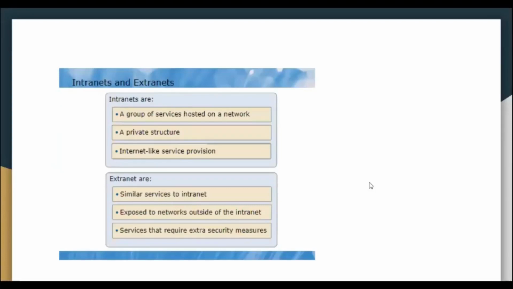An intranet is a private internal business network that enables employees to share information, collaborate, and improve communications. Whereas the extranet also enables the business to communicate and collaborate more effectively with selected business partners, suppliers, and customers. So that is the difference between the intranet and the extranet.